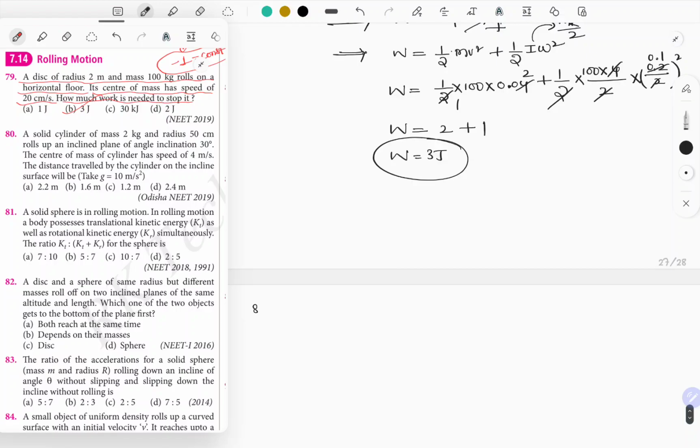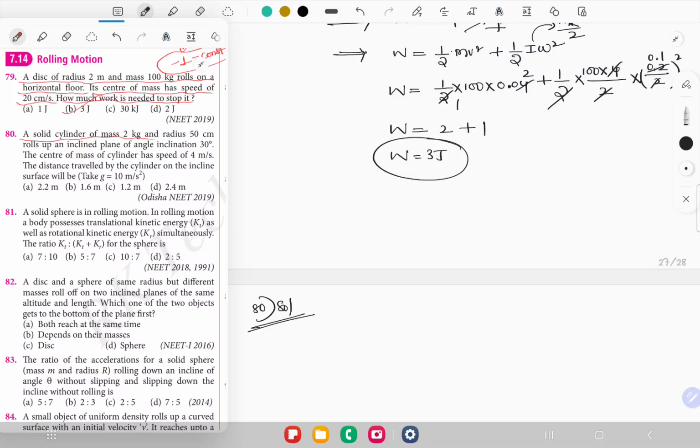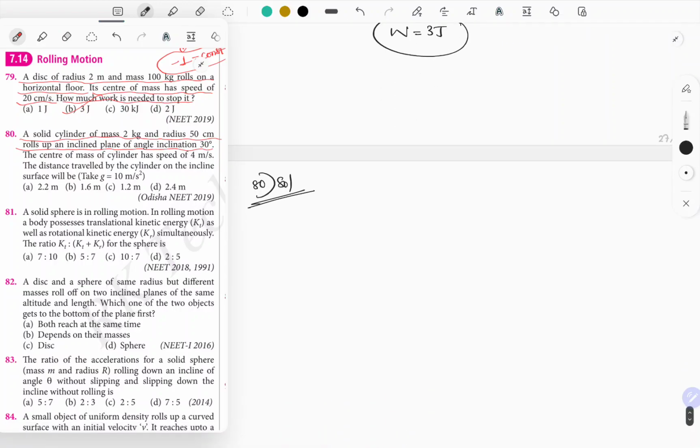Question number 80. Solution. A solid cylinder of mass 2 kg and radius 50 centimeter rolls up an inclined plane of inclination 30 degrees. Okay, this is an inclined plane, angle is 30 degrees, and they said the cylinder is being rolled up, right? So it is represented like this. This is an inclined plane and this is a cylinder.